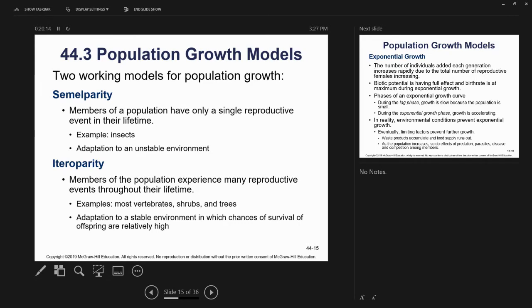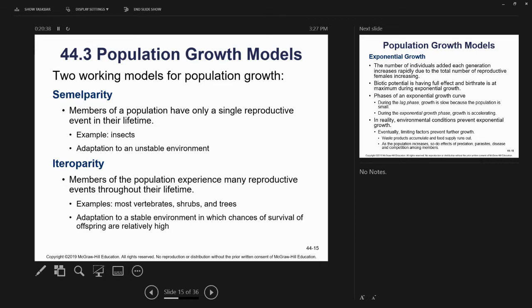So semelparity would be, I guess the mouse is not a good example of that either. It would be like the cicadas. When they emerge, you hear lots of those at night now, they emerge, they reproduce, and they die. So they have a single reproductive event in their lifetime. And there are a lot of insects that follow that. They reproduce once and die. And this is an adaptation to an unstable environment.